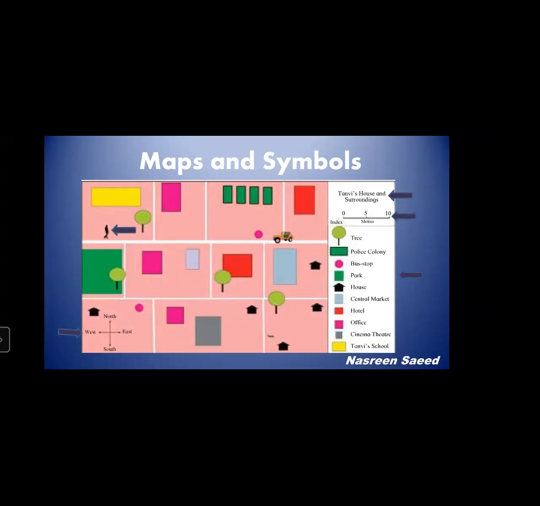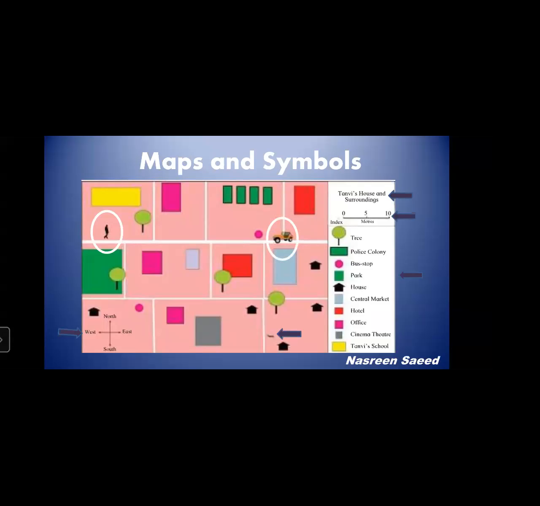They have shown a man walking. So is it right? No, it's not right, because we do not use people moving. Moving objects are not included in the map. So this portion is wrong. Then they have shown a jeep moving, or a vehicle moving. That is also wrong.